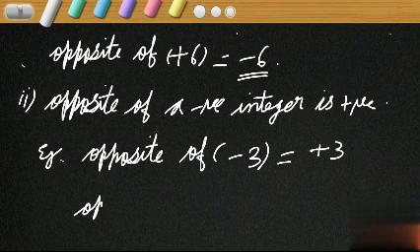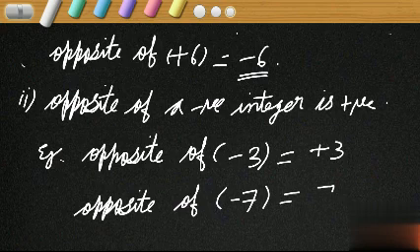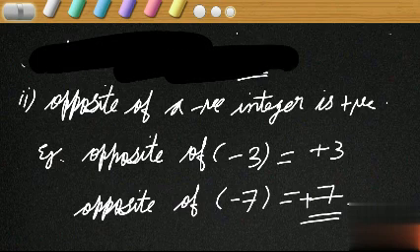Opposite of minus 7. What is it? Yes, plus 7 or 7. Okay. Next, third one. What about opposite of 0?